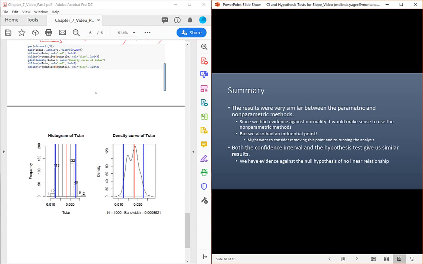But we also had an influential point. We might want to consider removing this point and rerunning the analysis. Both the confidence interval and the hypothesis test give us similar results. We have evidence against the null hypothesis of no linear relationship.